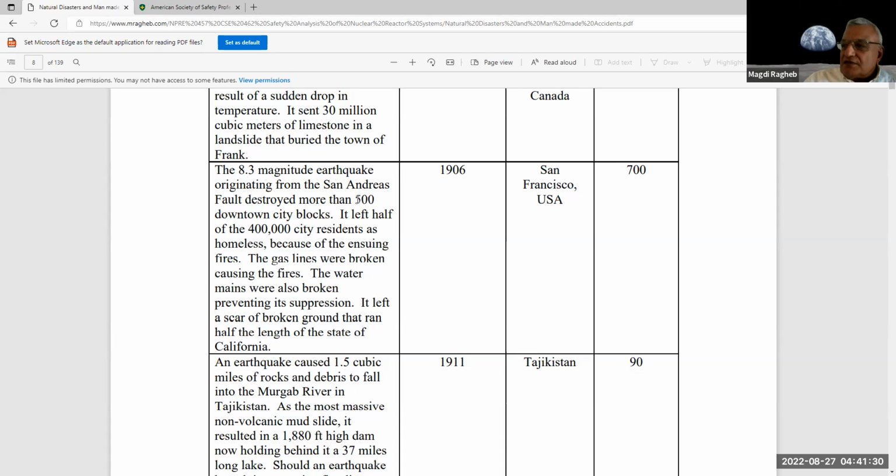It happened twice in the city of San Francisco, where the tectonic plates, the Pacific plate and the American plate, rub against each other with a subduction zone, as it's called. One tectonic plate goes under the other one, and the friction there creates heat, so it melts the rock, and then almost like an elastic band, when it snaps, you get a very major earthquake. It happened in San Francisco twice, 700 people died, but it destroyed 500 downtown city blocks.